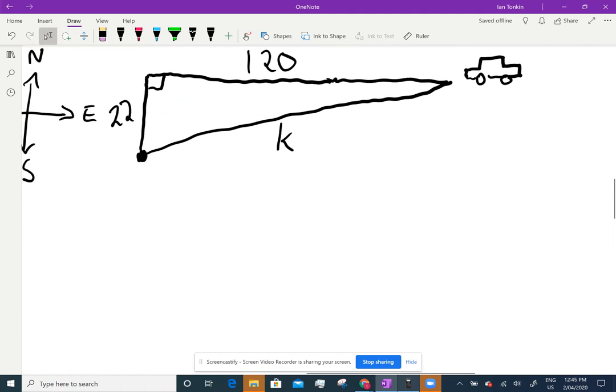Okay, so now I've set it up. I'm just going to solve it. Now this time I am finding the hypotenuse. So k squared equals 22 squared plus 120 squared. Now it's also good at this point to realise that k is the longest side, so my answer will have to be bigger than 120. Let's see what we get.